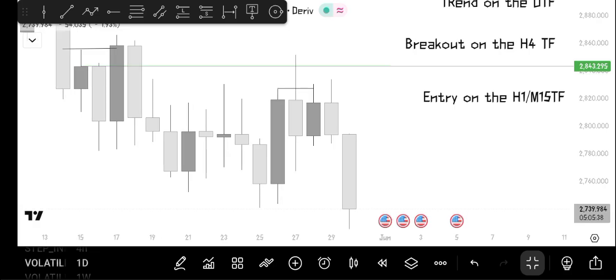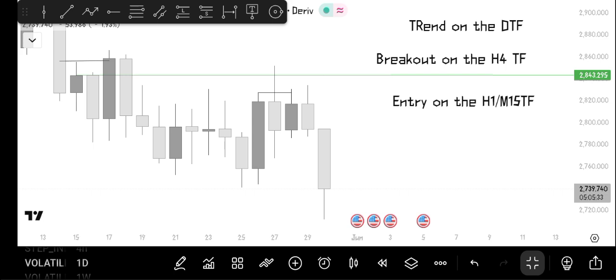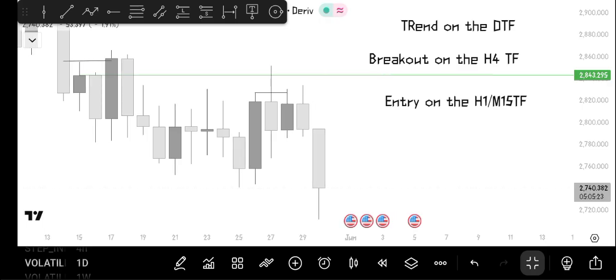So we have our CRT candle. What should we be looking for? We go to our 4-hour time frame and look for our breakout. Now one trick I'll tell you guys is, before going to your lower time frame to look for breakouts, to avoid confusion, there's one trick.